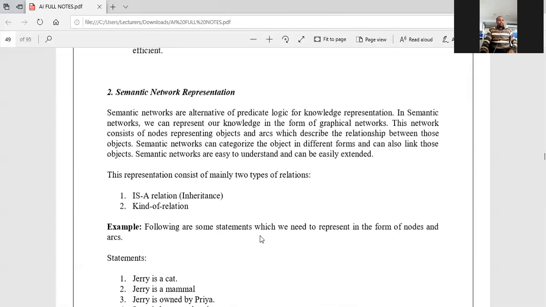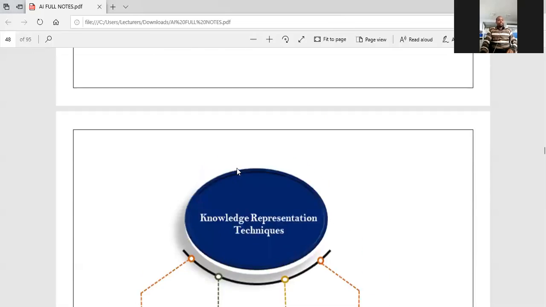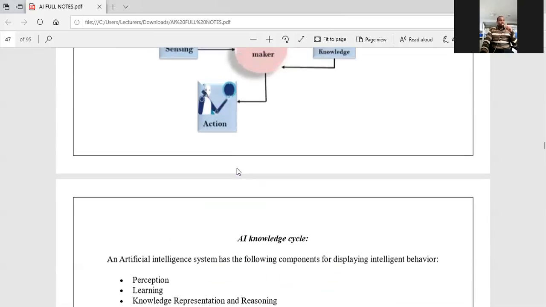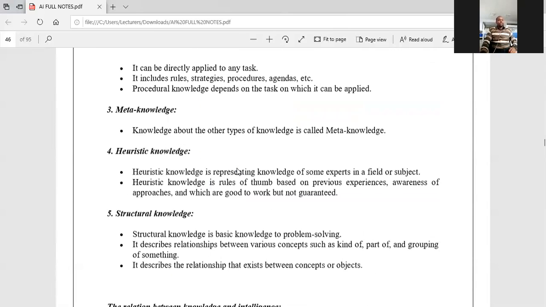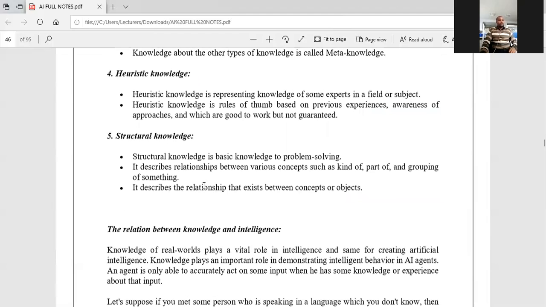Then semantic network representation. Semantic network representation is basically representing what kind of knowledge? Relationship knowledge. And relationship knowledge is what kind of knowledge? It's structural knowledge. That's why I was saying that these KR formalisms are directly related to the types of knowledge, right? So a semantic network representation is representing relationship knowledge, all right?